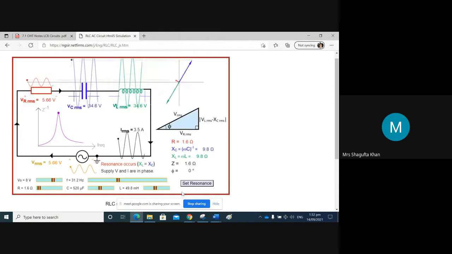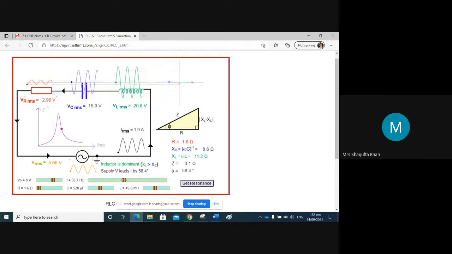Let's increase frequency even higher. If I increase it higher, the circuit is not at resonance anymore because current has decreased from 3.5 to 7.9. So now it has become an inductive circuit. And if I keep increasing it, it will become more and more inductive.